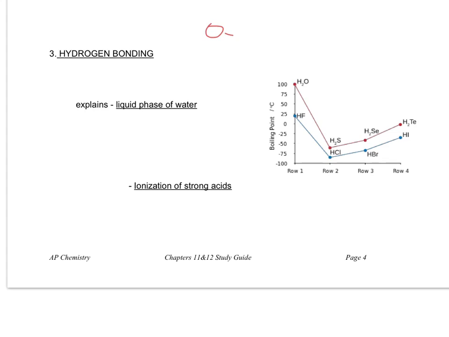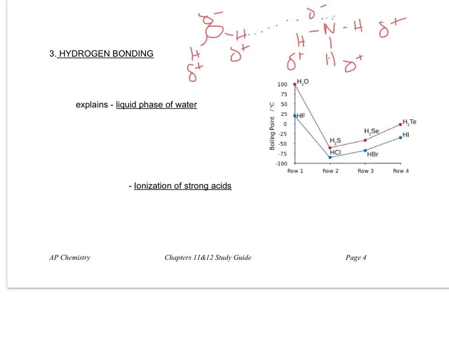let's draw water right here. And so there's partial negative on the oxygen, partial positives on the hydrogens. Let's draw, for example, an ammonia. And so partial negative on the nitrogen, partial positives on the hydrogens. They would actually align themselves so that the hydrogens are next to the nitrogen. There's an attraction between the partial positive and the partial negative.